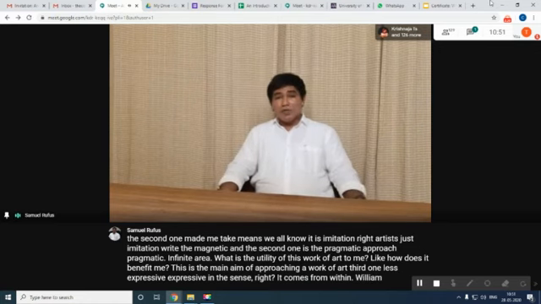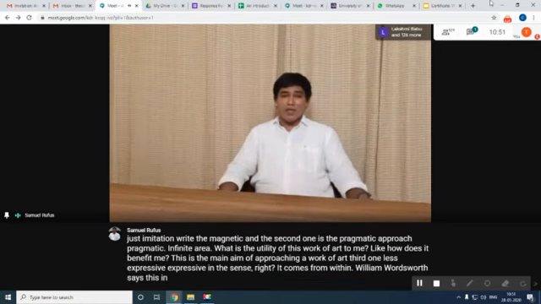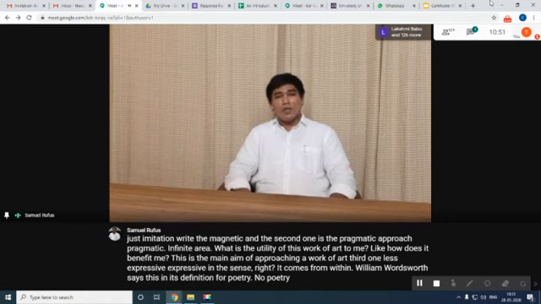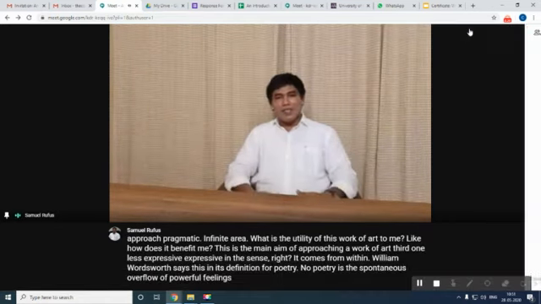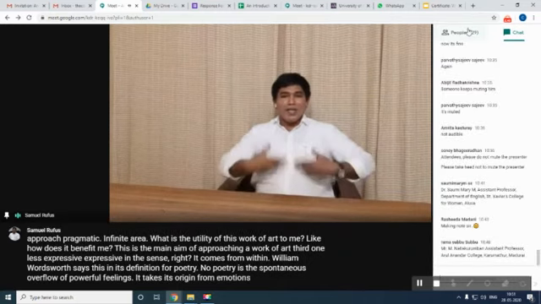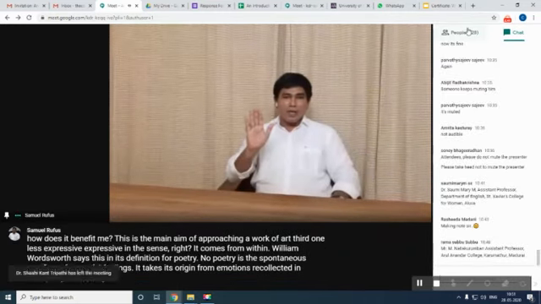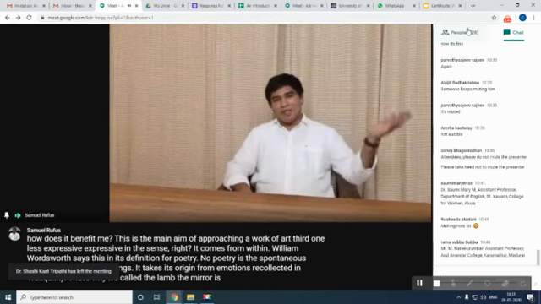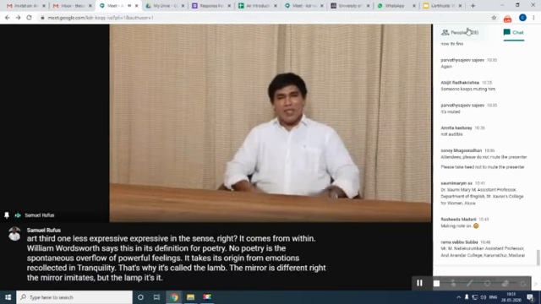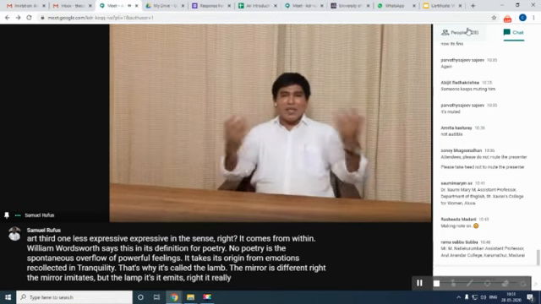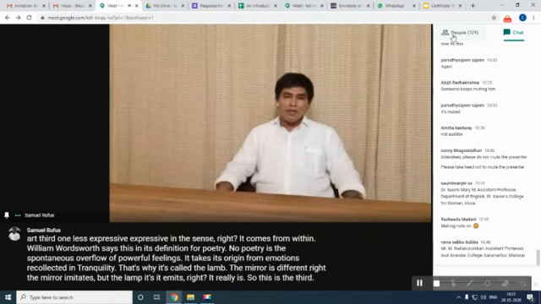William Wordsworth says this in his definition for poetry. Poetry is the spontaneous overflow of powerful feelings. It takes its origin from emotions recollected in tranquility. That's why it's called the lamp. The mirror is different, right? The mirror imitates, but the lamp, it emits. It radiates. So this is the third approach.